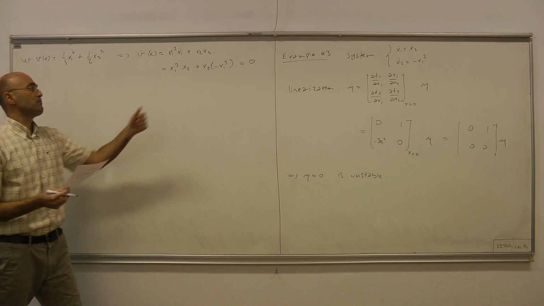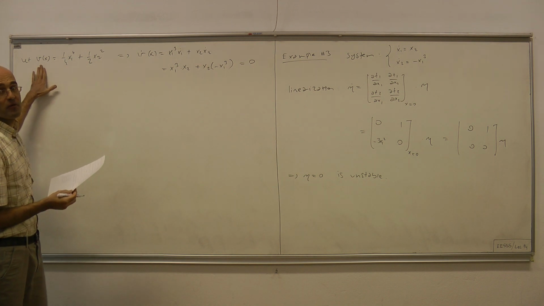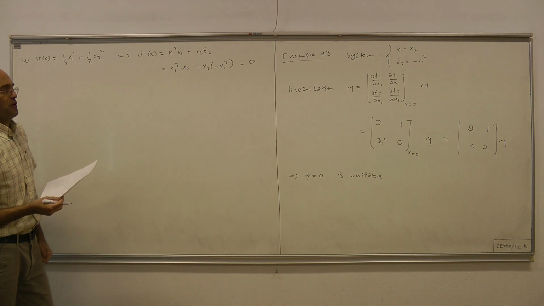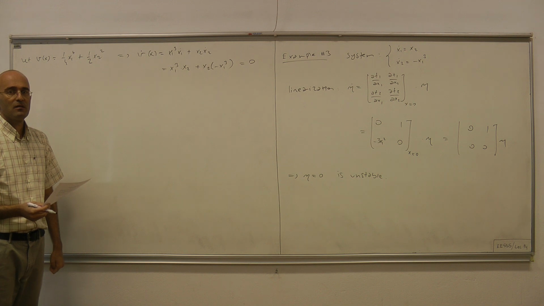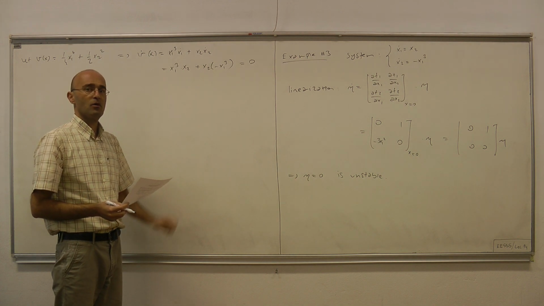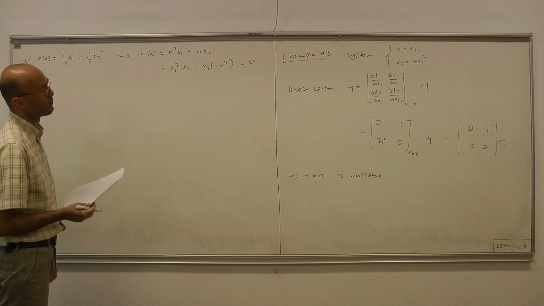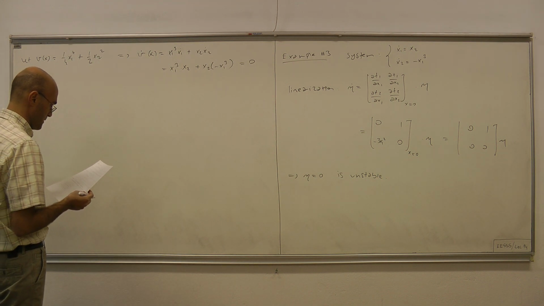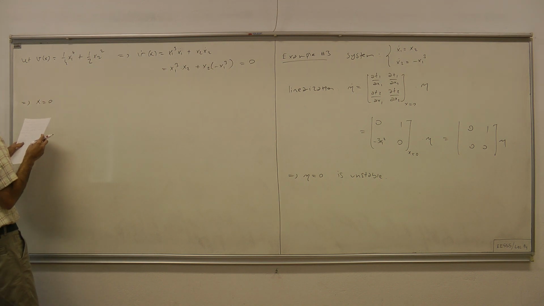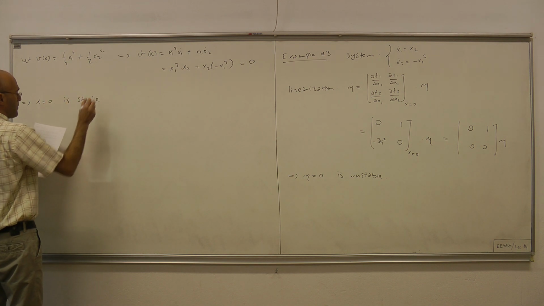So V dot equals 0 means that it's negative semi-definite. So we have a positive definite function with a negative semi-definite derivative. That means the origin of the original system is stable. However, the linearized system was unstable. So again, there is a mismatch between the qualitative behavior of the linear system and the behavior of the nonlinear system. The origin of the nonlinear system is, by Lyapunov's theorem, stable.